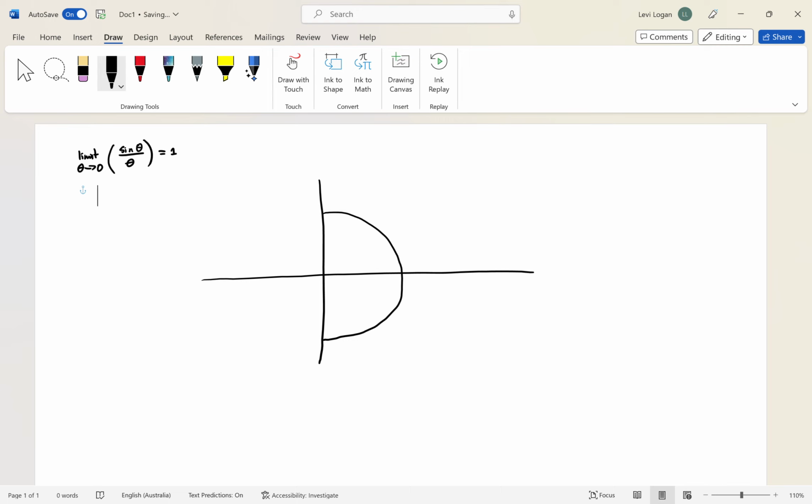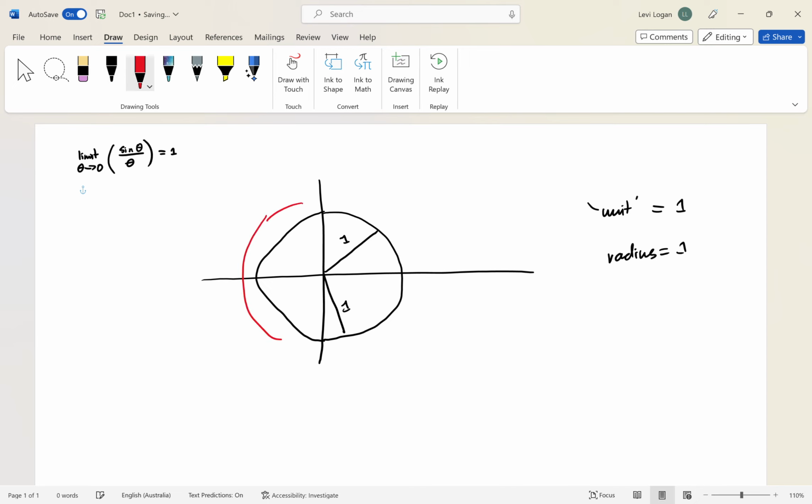Okay, that's good enough. I'm just going to draw the other side now. Okay, so this is the unit circle. The word unit in math means 1. So this is a circle that has a radius equal to 1. So this length here is 1. This length here is 1. I know this side of the circle is pretty bad, but let's pretend it's a pure circle.